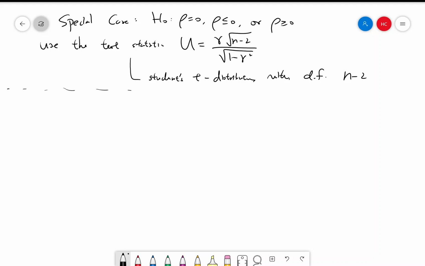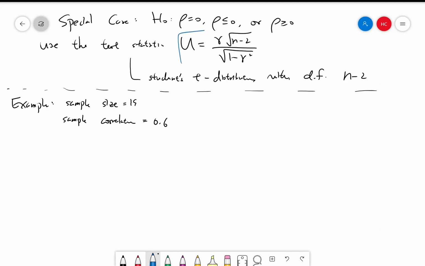So let's do an example here. Let's use the same example as before. The sample size is 19, and the sample correlation is 0.6. Then you can just calculate u directly. U is equal to 0.6 times square root of 19 minus 2 over square root of 1 minus 0.6 squared. This is equal to 3.092.